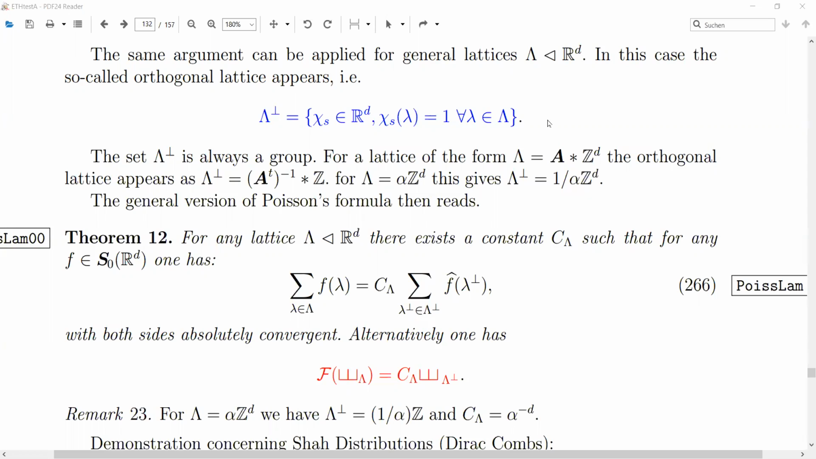If you pair a non-integer with an integer, you find at least at some places some value which is different from 1. So the orthogonal group with the 2 pi in the exponent for the integers is the integers. You do the same for Z^d, you find the same thing. And if you take a more general lattice, you can compute that more or less you have to invert the matrix, or take the transpose inverse of the matrix, to get the new lattice.